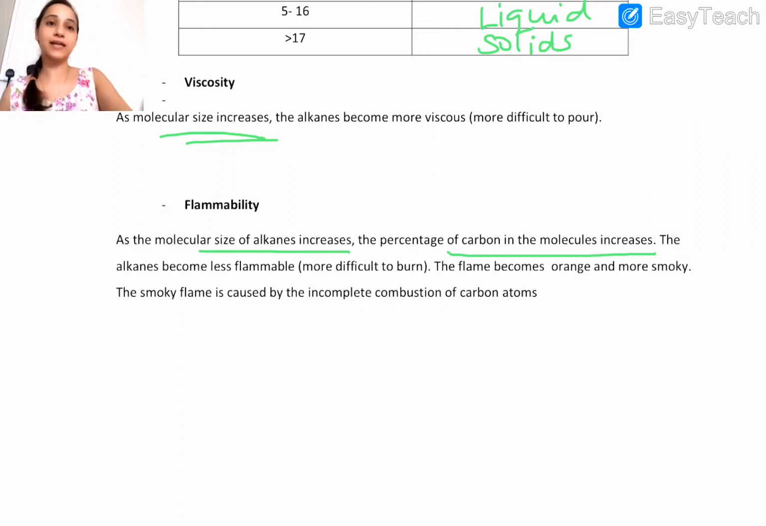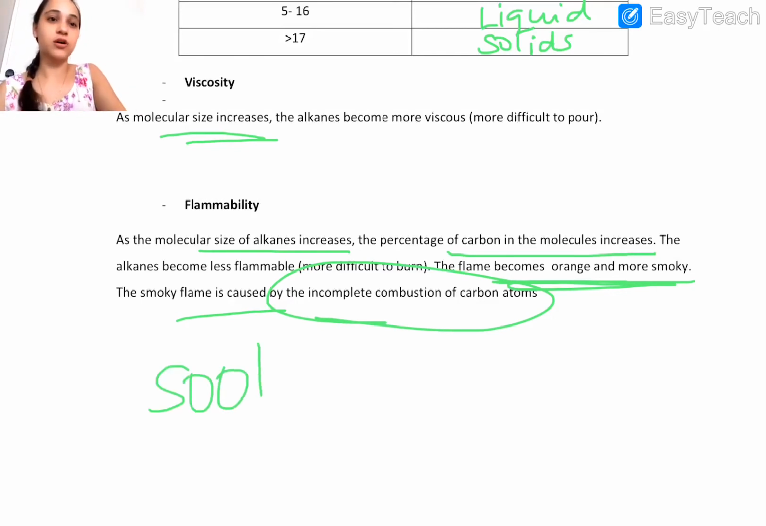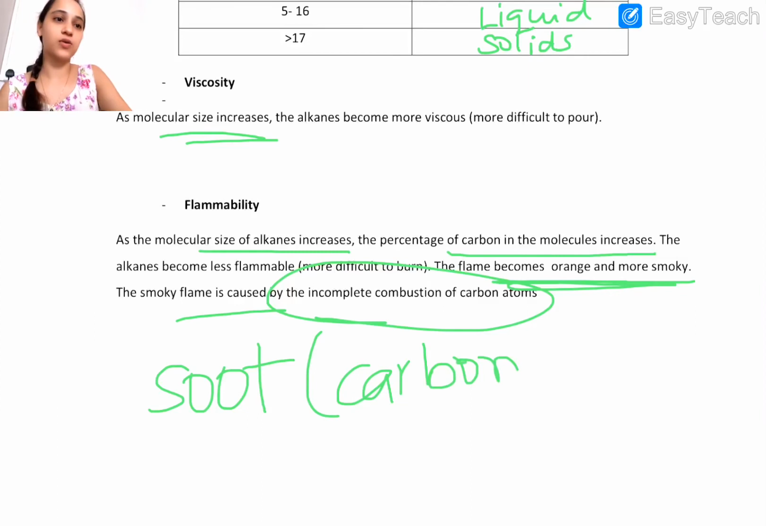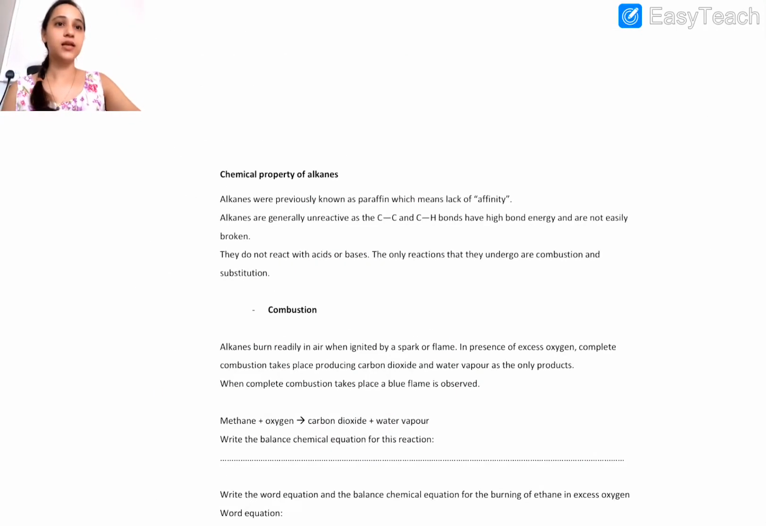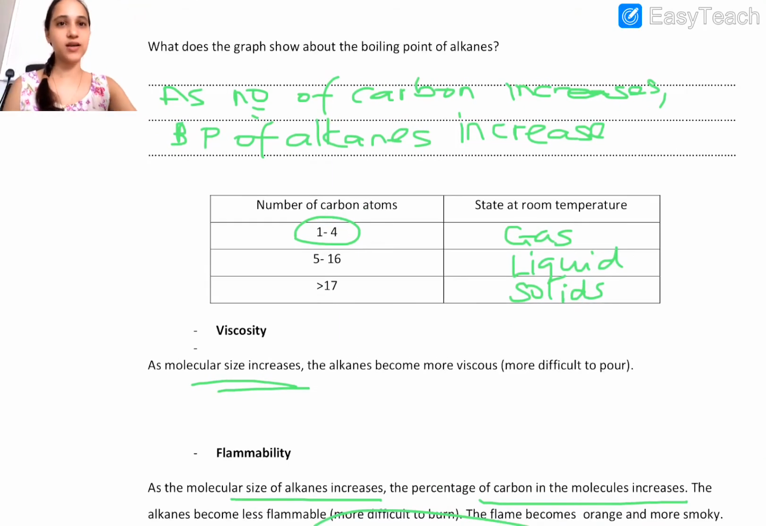So when the alkanes become heavier, the flame becomes orange and more smoky. A smoky flame means there is incomplete combustion. So soot is going to be produced. The black thing that is produced is soot, which is carbon. Then you can also have carbon monoxide produced. Okay, so these are the physical properties of alkanes. The next video will look at chemical properties.